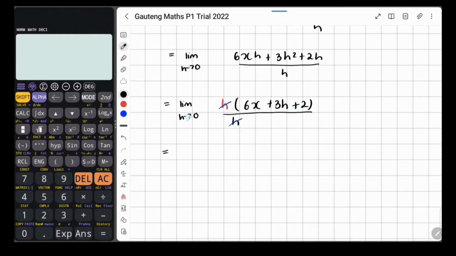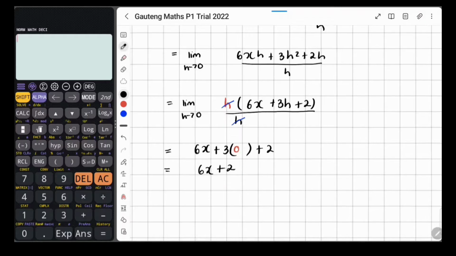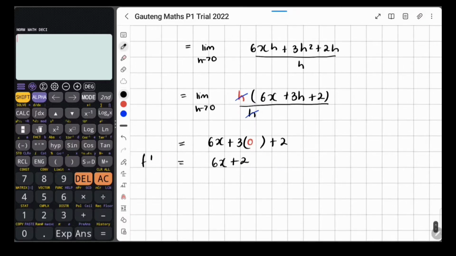Now, you don't have to rewrite this lim if you're going to substitute h already. So I'm just going to do that. I'm not going to rewrite this because I'm going to substitute in place of h. So I just have 6x plus 3, and in place of h, we're putting 0. Then we have plus 2 is equal to 6x, and we have that becoming 0, and we just have a plus 2. So that is the derivative of that function. That is the gradient of that function at any point.